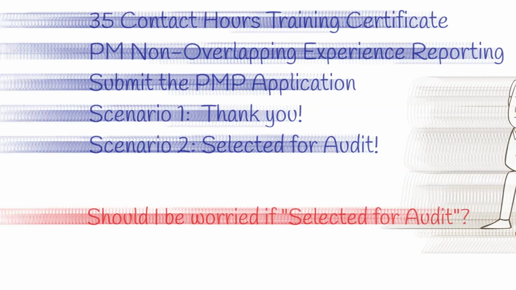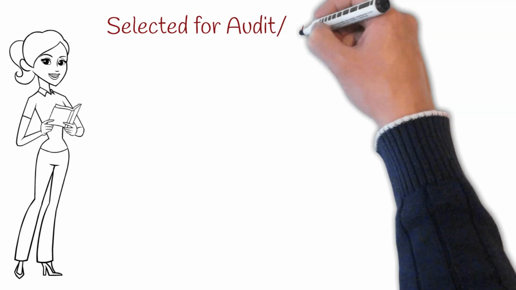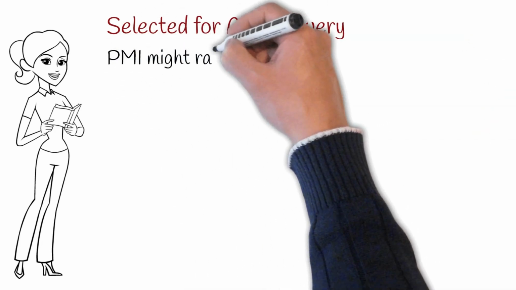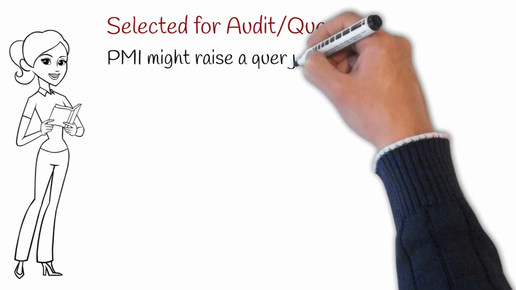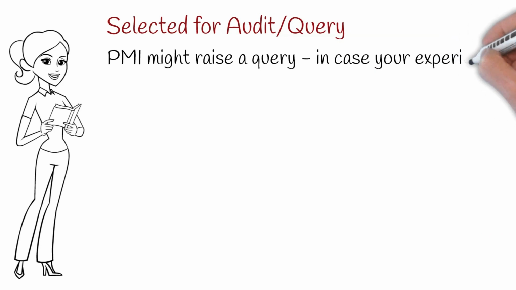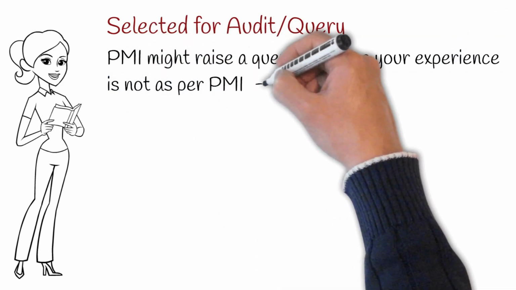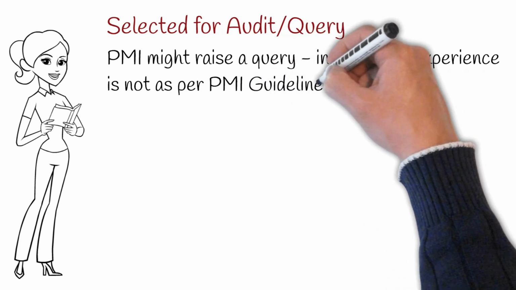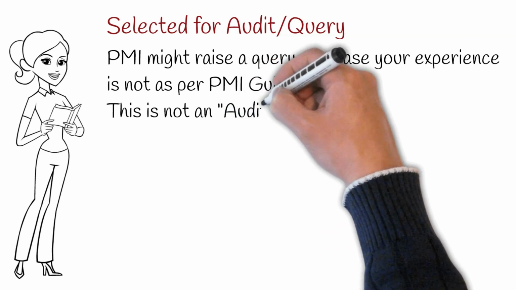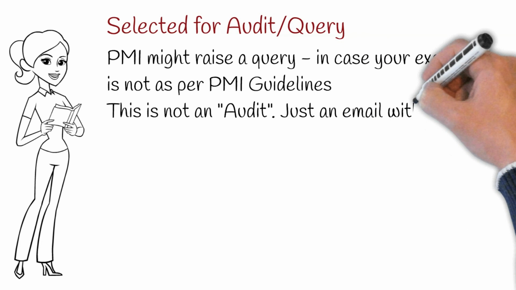Now let's say that you have received a message "selected for audit" on your application as soon as you submitted it. There is a slight difference between the two, audit and query. You should not be worried. It can be just a query. PMI might raise a query in case your experience is not as per the PMI guidelines. In that case, they will give you some time. It's not an audit. You just have to reply based on the email and they might review, and within 5 to 7 business days your application will be all good and you can actually schedule your exam.